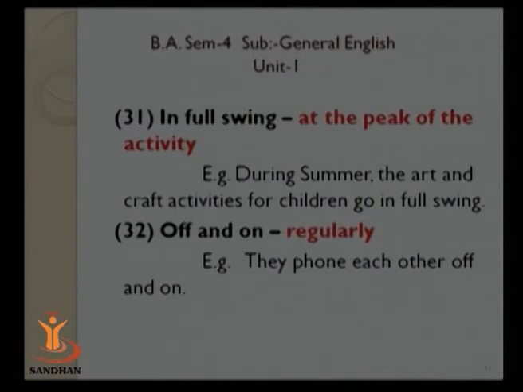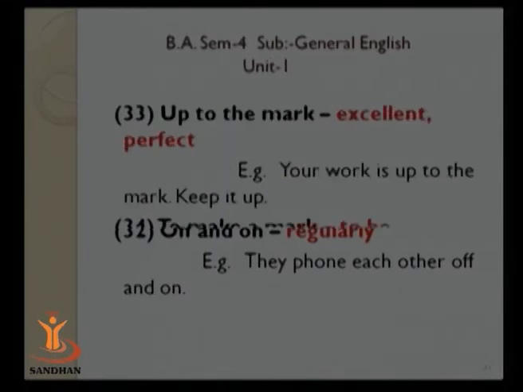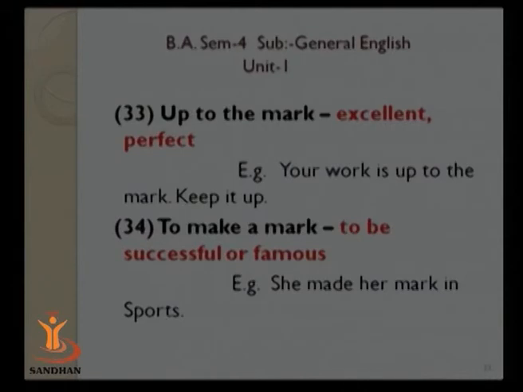Number 32. Off and on means regularly. For instance, they phone each other off and on. Number 33. Up to the mark means excellent, perfect. For instance, your work is up to the mark. Keep it up. Number 34.